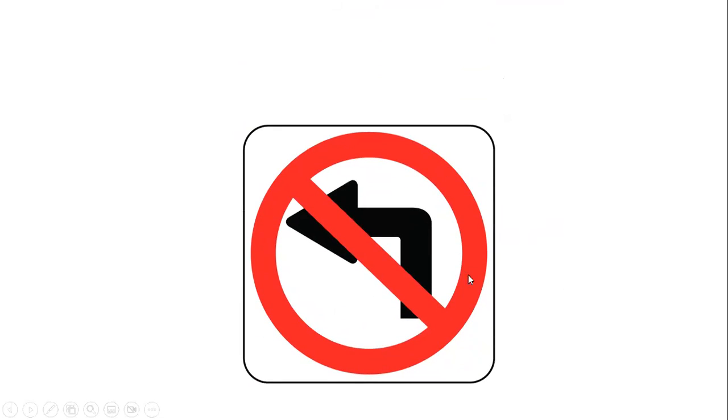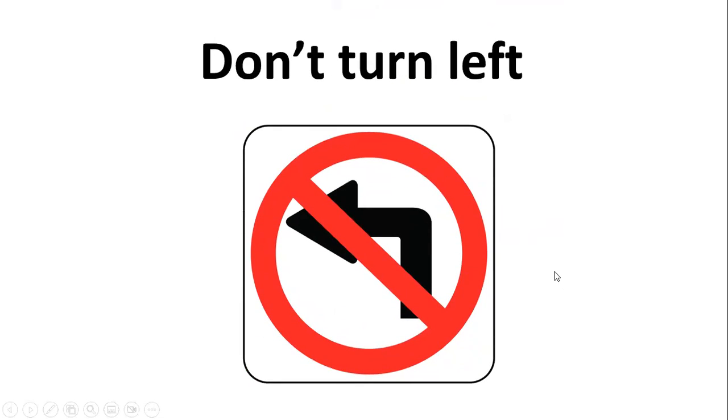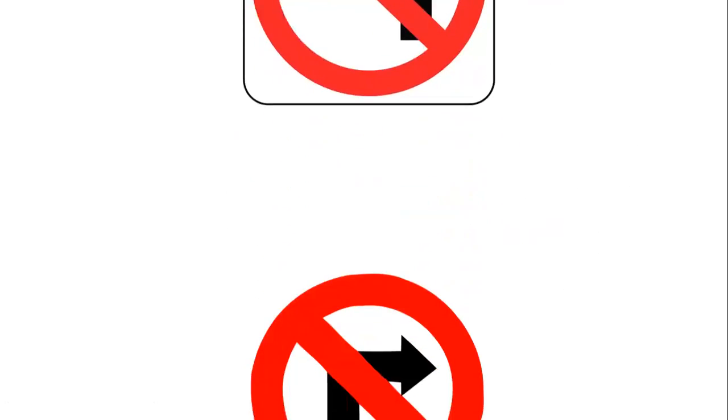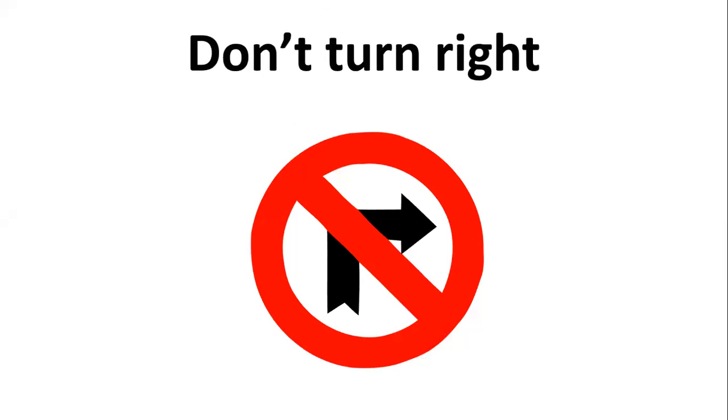Okay, aquí sería no dobles a la izquierda, sería... Don't turn left. Exactly. Le vamos a agregar cuando no vamos a hacer algo, vamos a decir don't, ok. No dobles a la derecha sería don't turn right. Exactly. Don't turn right. Excellent.